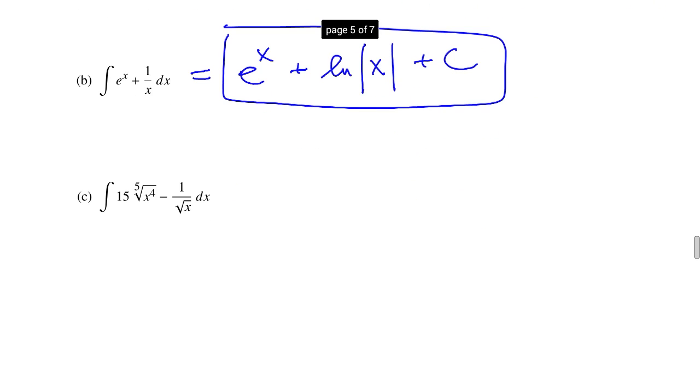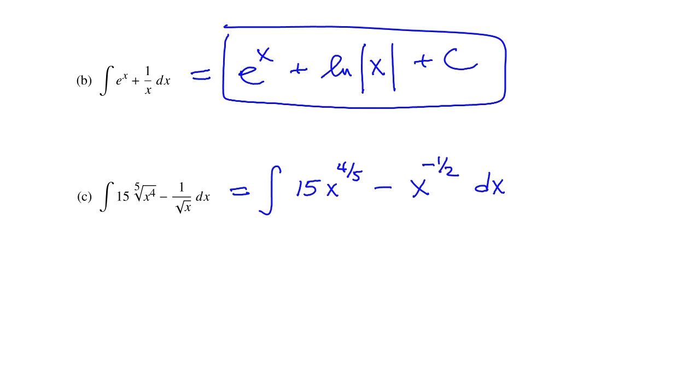Question C, you had to do some work beforehand to get this one to work out. So it's the integral of 15 times x to the 4/5 minus x to the negative 1/2. And it's negative 1/2 because the x is in the bottom, so when it comes to the top, it's a negative. And then the question is, what is the exponent that creates a square root? It's 1/2, so it's x to the negative 1/2.